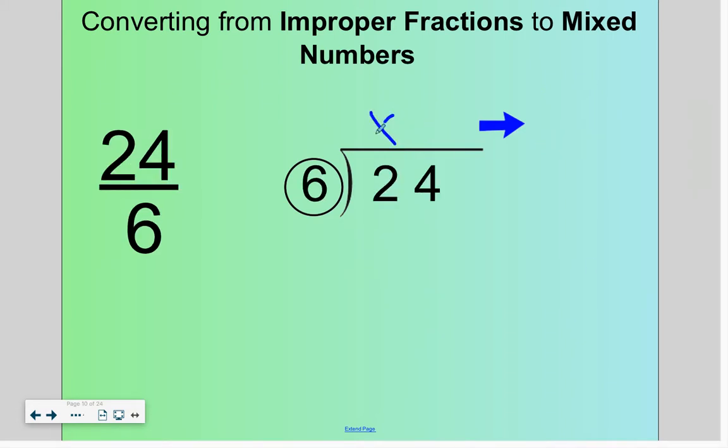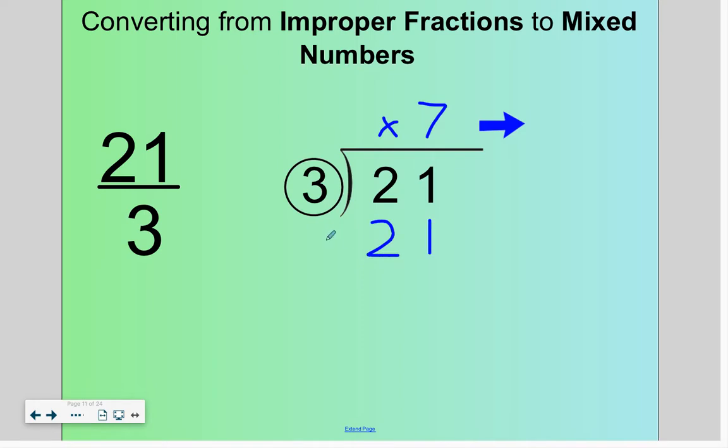24/6. 6 goes into 24 4 times. 4 times 6 is 24. We're not getting a remainder. Well, that's because fractions are division, and 24 divided by 6 is just 4. Our answer is just 4. The same would hold true with 21 thirds, because 3 can evenly go into 21 7 times, and 21 divided by 3 is 7. Our answer is just 7.